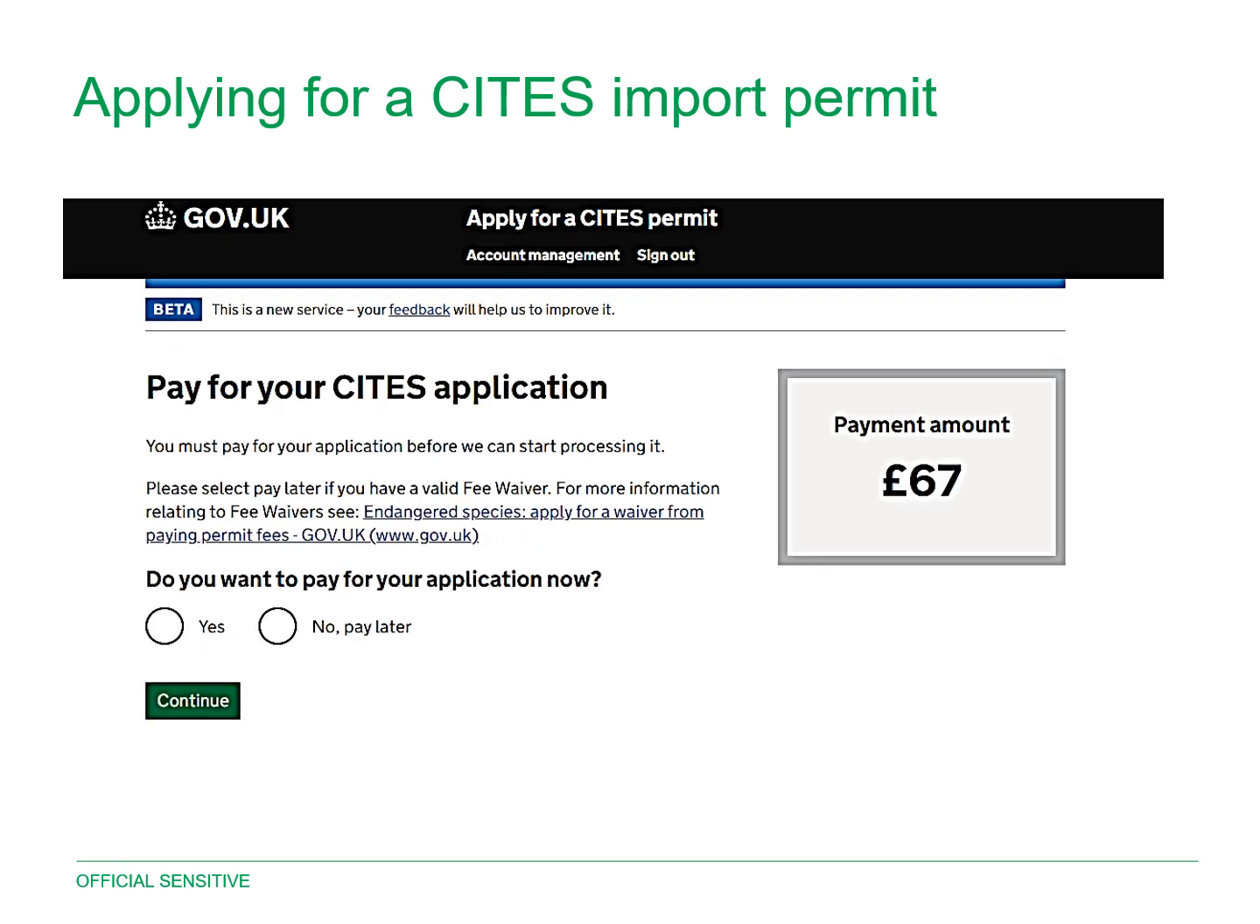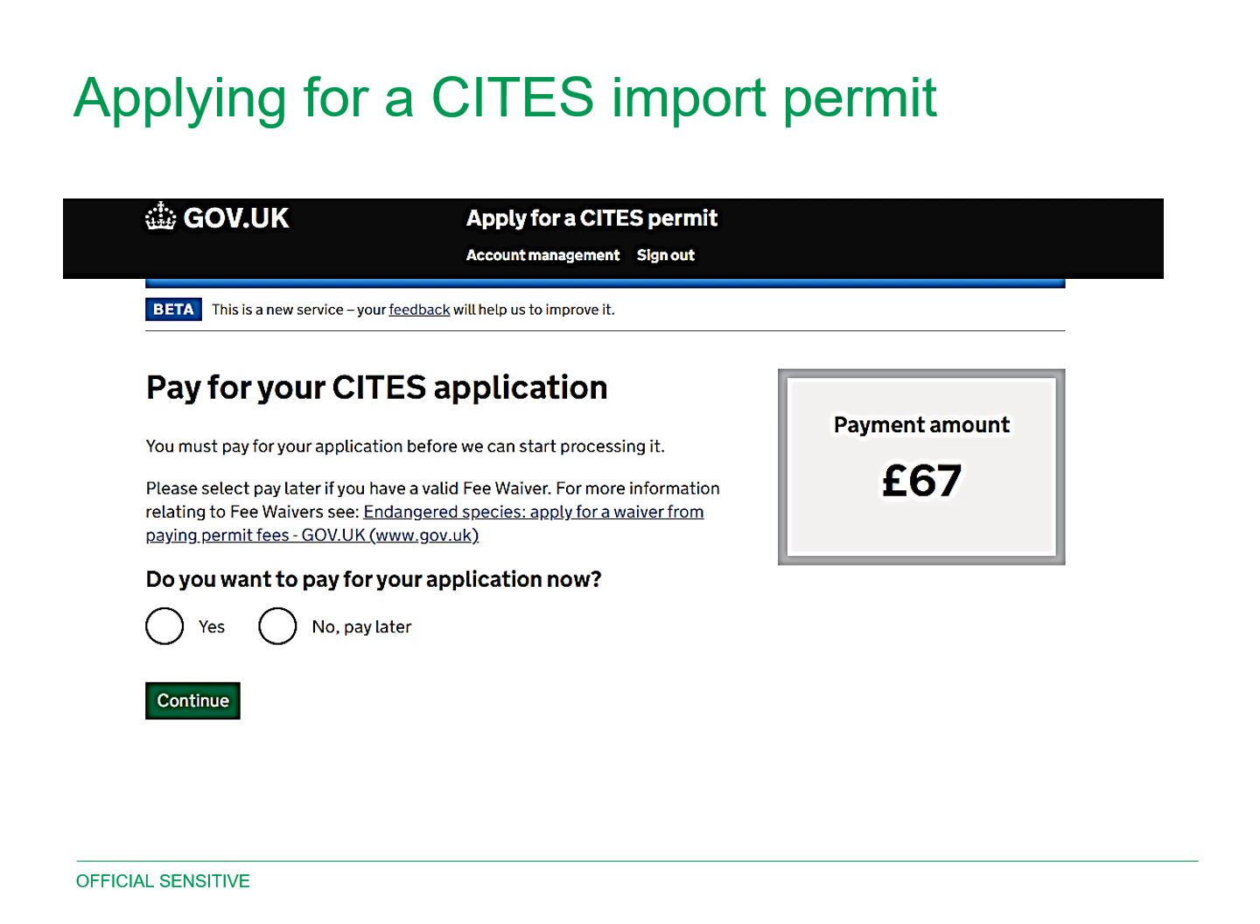Once you have submitted your application, you will be taken to the payment page, where you will be provided with the CITES permit processing fee amount and asked whether you want to pay for your application immediately or whether you want to save the application but pay later. If you select Yes, you will be taken to your account page to pay the fee. If you select No, Pay Later, your application will not begin to be processed until you have paid the relevant fee. Please select the Pay Later option if you have a valid CITES fee waiver.